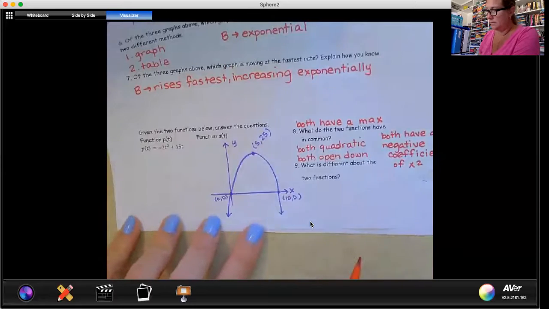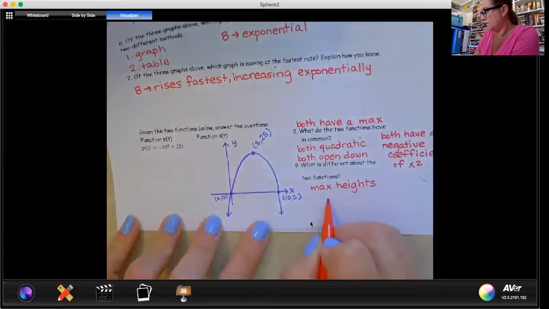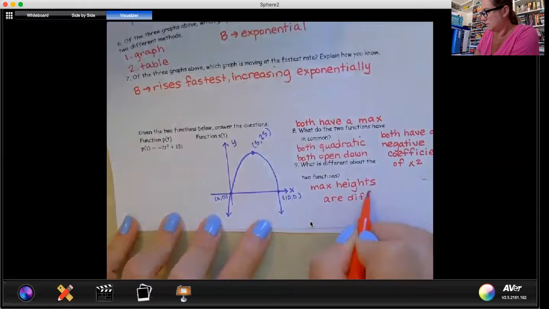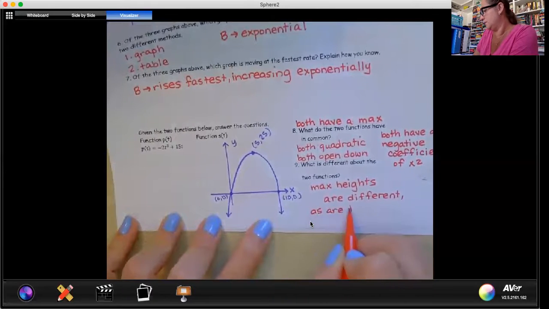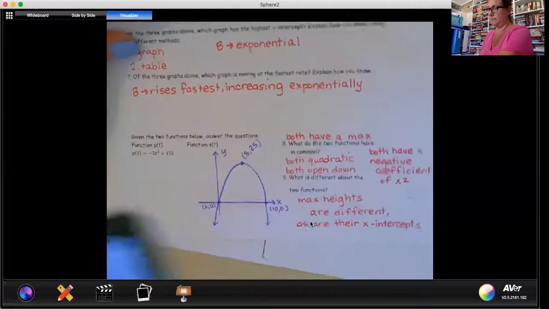So what's the same? Or excuse me, we just did what's the same. What's different? Their max heights are different. And we would know that when we graph P of t. As are their x-intercepts. So I could have answered 8 by myself without graphing P of t, but I would probably need to graph P of t in order to answer question 9. So here's the graph of P of t.